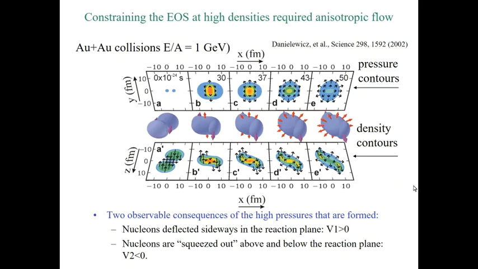In this figure, the convention for V1 is that if you're deflected to this side, the angle is measured with respect to this side, and the cosine of that angle is 1. So this would be a positive V1. And then over here you see the squeeze-out, at an angle of 90 degrees. Cosine of 2 times 90 degrees is cosine of pi, so it's negative. So the convention is that V1 is positive, V2 is negative.